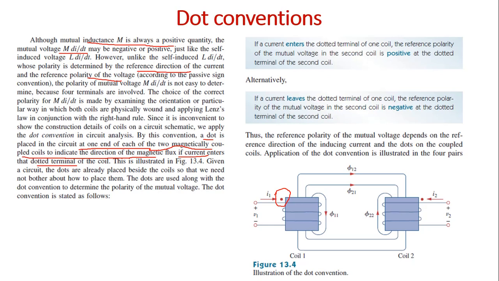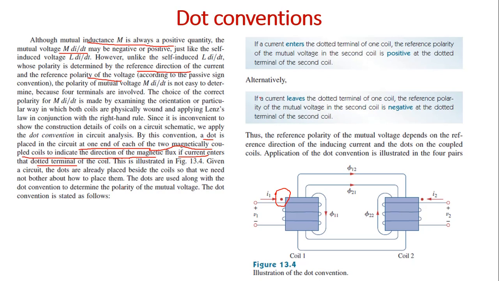Okay, and similarly we are talking here about magnetically coupled coils. So usually we will be having at least two coils which are in close proximity. So the dots can be placed at four ends. Here, given the circuit, the dots are already placed beside the coil, so that we need not bother about how to place them. Usually these dots, which indicate the direction of mutual flux, will be given directly. The only thing is, we have to determine the polarity of the induced voltage according to this placement of dots in the circuit.